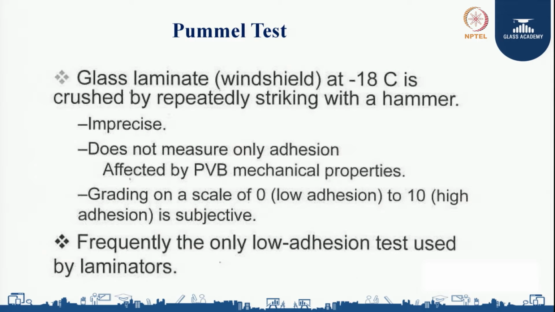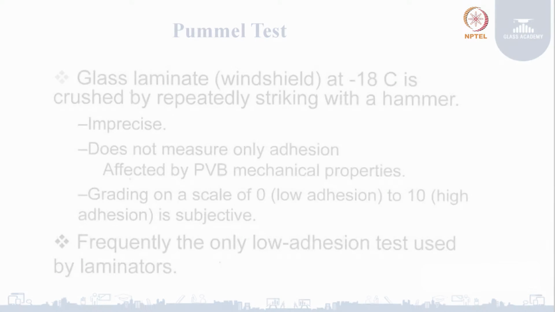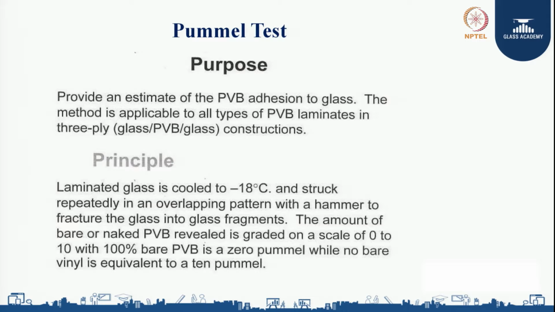Now let us take the pummel test, which is used for adhesion. This is one more test that is used for laminated glass. In the pummel test, the glass laminate at minus 18 degrees centigrade is tested by repeatedly striking it with a hammer. The test is imprecise, does not measure only adhesion, and is affected by PVB mechanical properties. Grading is on a scale of 0, that is low adhesion, to 10, that is high adhesion, and is subjective. Frequently it is the only low adhesion test used by laminators. The purpose of this test is to provide an estimate of the PVB adhesion to the glass. The method is applicable to all types of PVB laminates in 3-ply, that is glass, PVB and glass construction.